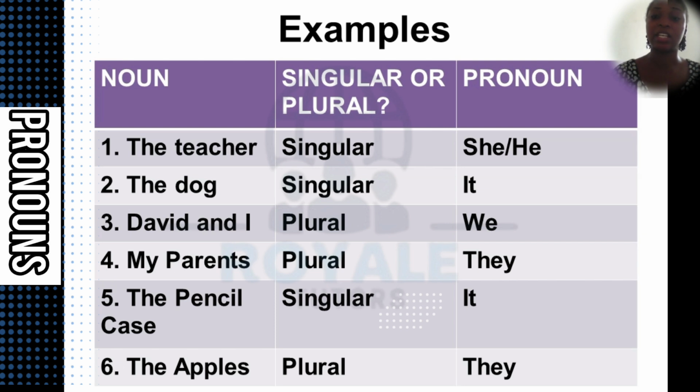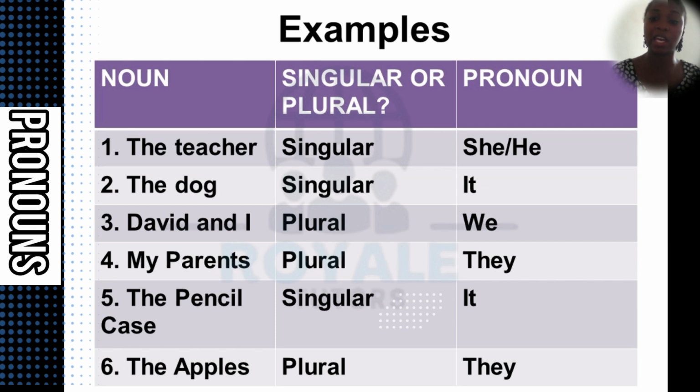For the third one, we have David and I. David and I, definitely, it refers to two persons. So that's the name of two persons, which is plural. And then the pronoun that can be used to replace them is we. For the fourth one, we have my parents. My parents, also plural. All right, and then you can use the pronoun they to replace that.